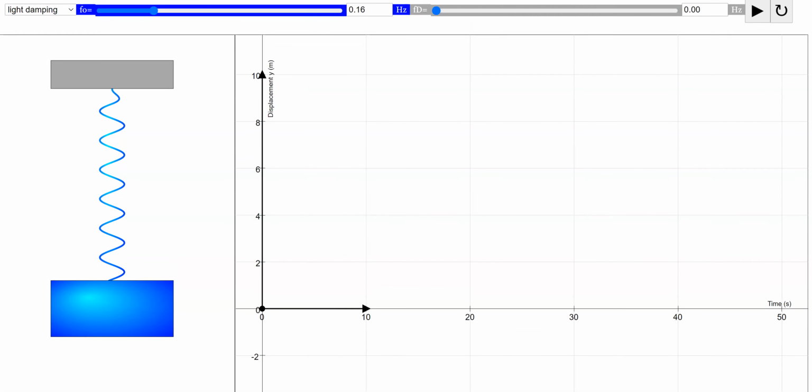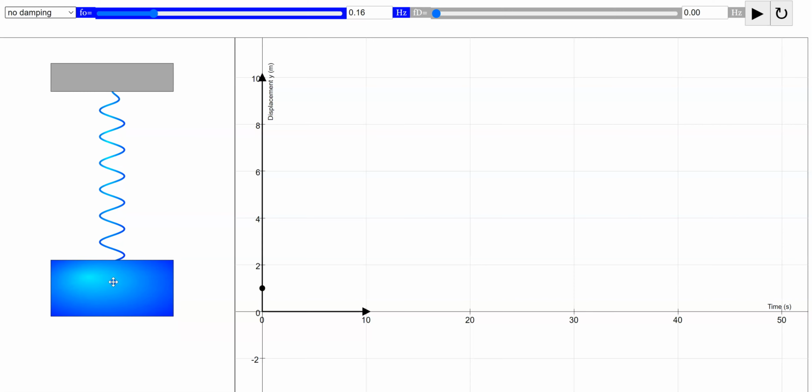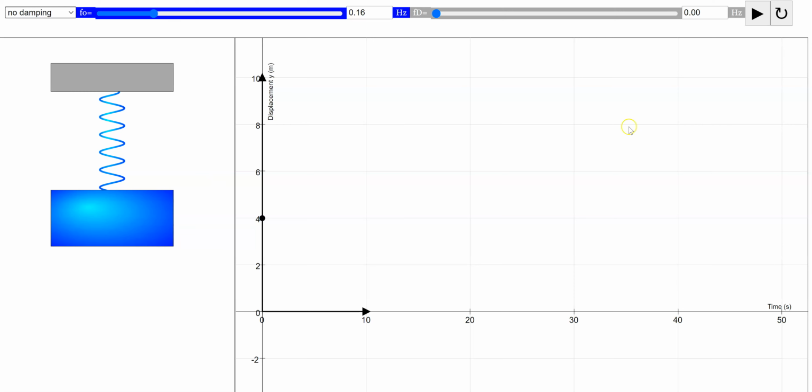Okay, so it also allows me to shift the mass and give initial displacement to the mass. I cannot give initial velocity to the mass. Only one thing I can control is initial displacement. So we are going to start with a case of no damping, and I'm going to displace my mass a little bit, maybe something like this, up to 4, and let it go and see how the position graph versus time is going to look.